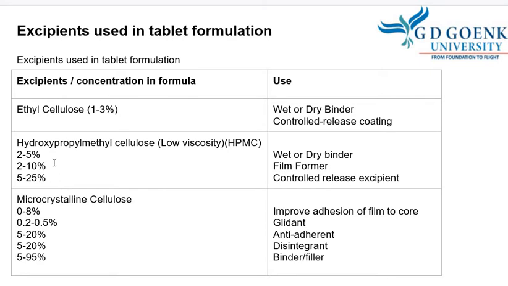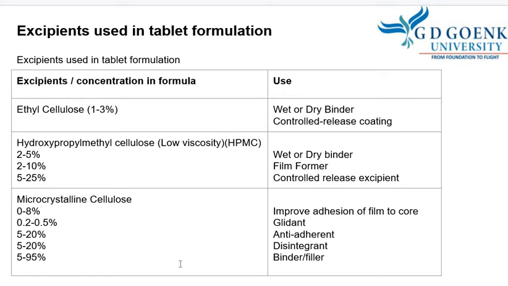Here we have to know that any binder which is high viscosity grade can only be used as a control release excipient. But if the binder polymer has a low viscosity, then in low concentration they can be used either as a binder or a film forming agent, and in high concentration they can be used as a control release excipient.